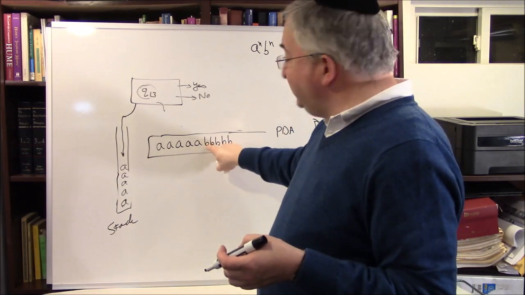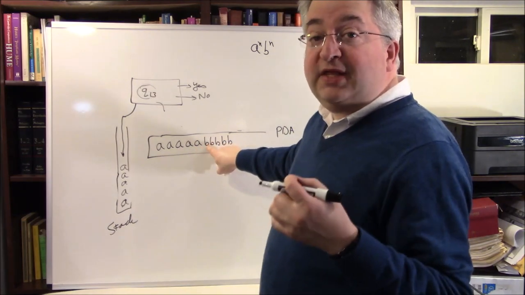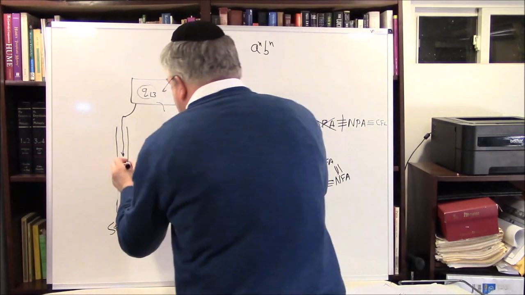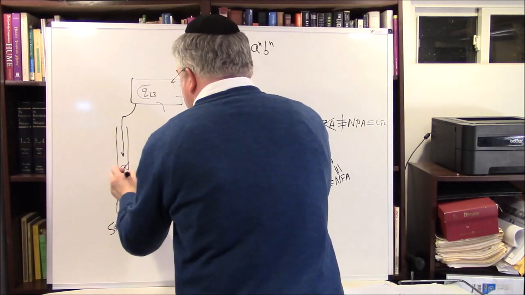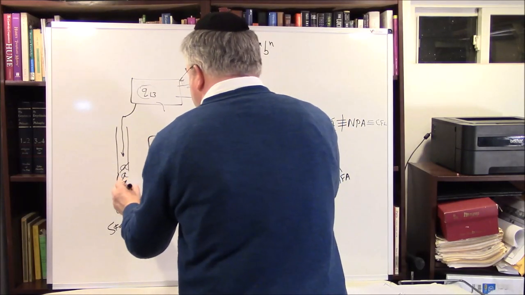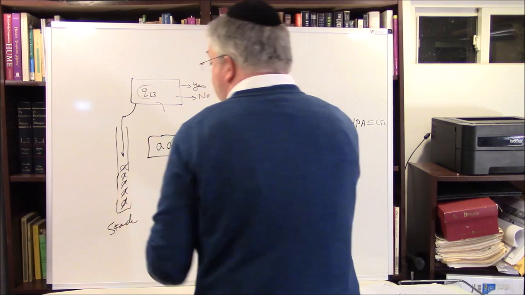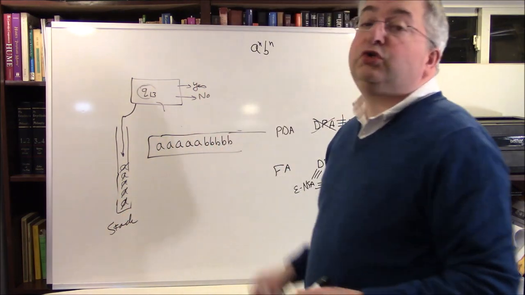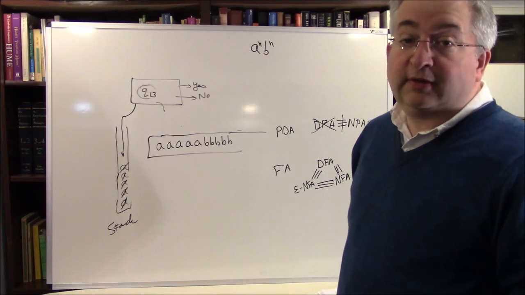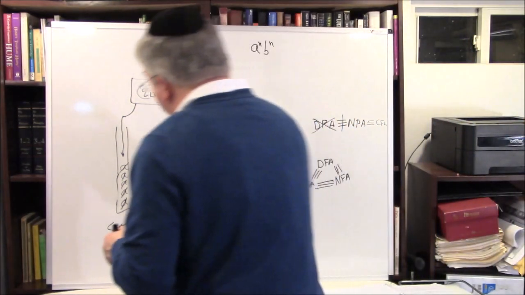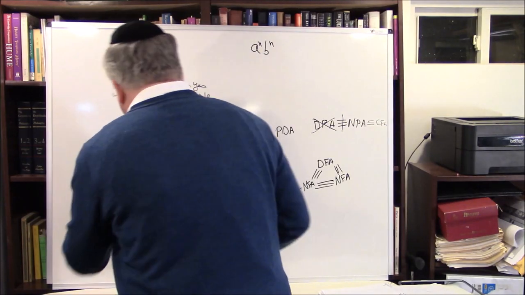Then, when I see a B, for every B that I see, I want to pop off one of the A's. So, I see a B, I see a B, I see a B, I pop off an A, I see a B, I see a B. The stack is empty over here. I'm finished the word. Conclusion, this word is accepted. That's very simple. Okay? Good. Let's see what happens when the word is not accepted.